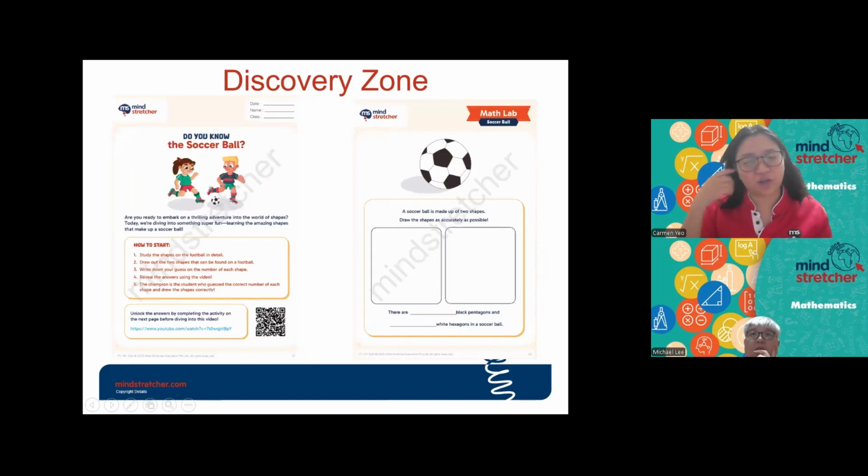This was the soccer ball activity that I was talking about for math lab. The two shapes of a soccer ball are actually the pentagon and the hexagon. If you remember earlier when we were talking about the primary one and primary two MOE syllabus, pentagon and hexagon are actually not in it. So we're just introducing them to two other shapes over here.